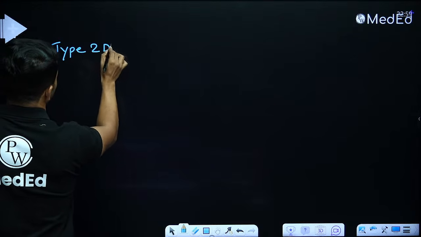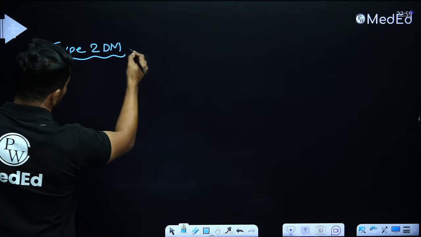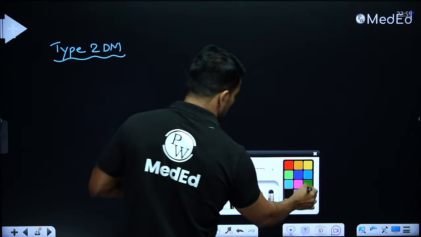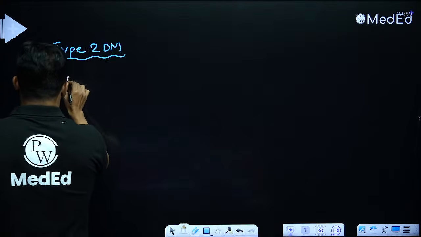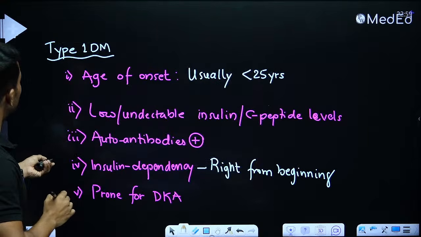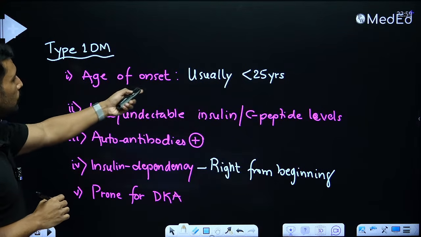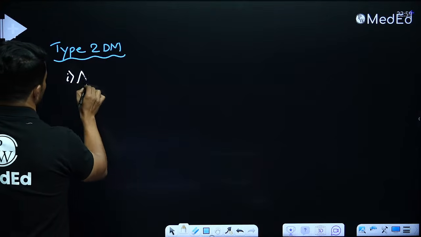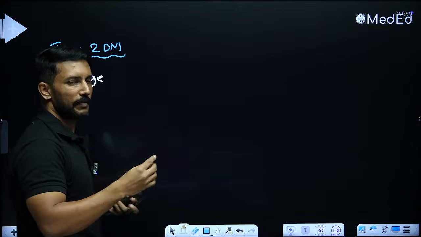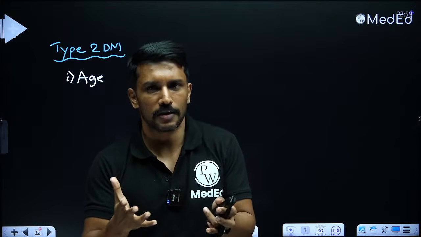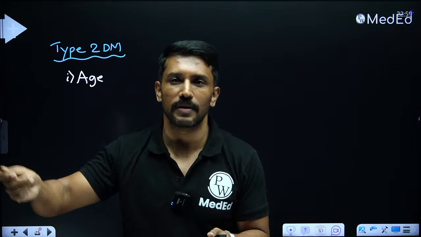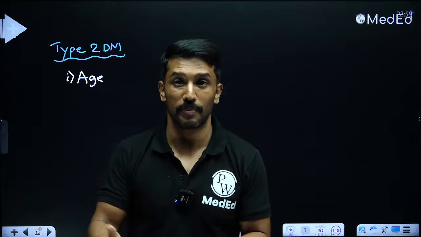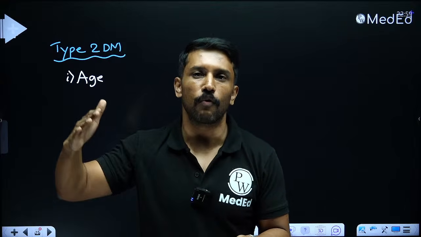So type 2 diabetes mellitus, as we just learned, the main mechanism is insulin resistance, right? Insulin resistance. In type 1, the age of onset was usually less than 25 years. Type 2 diabetes usually, because if I ate half a kg of laddu, tomorrow I will not have severe insulin resistance, and day after tomorrow I will not be diabetic. It's a very slow evolving process.